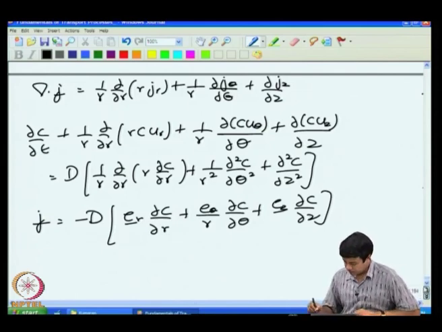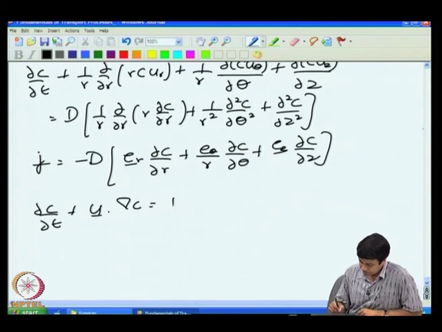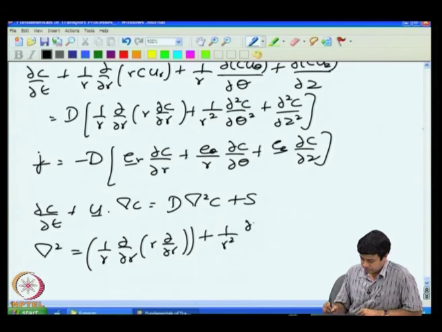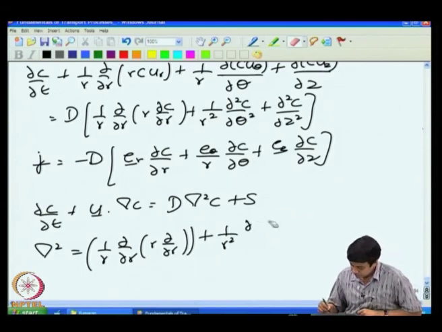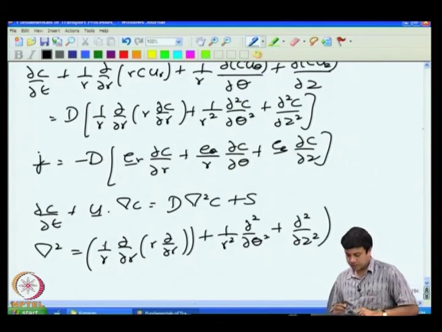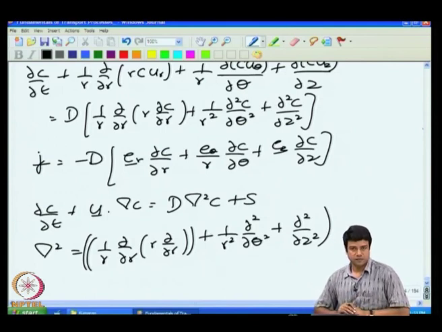So, therefore, if I write this equation as dc by dt plus u dot grad c is equal to D del square c plus S, the Laplacian operator in cylindrical coordinates is equal to 1 over r d by dr of r d by dr plus... So, that will be my Laplacian operator in a cylindrical coordinate system, similar to the equations that we had got in a spherical coordinate system.